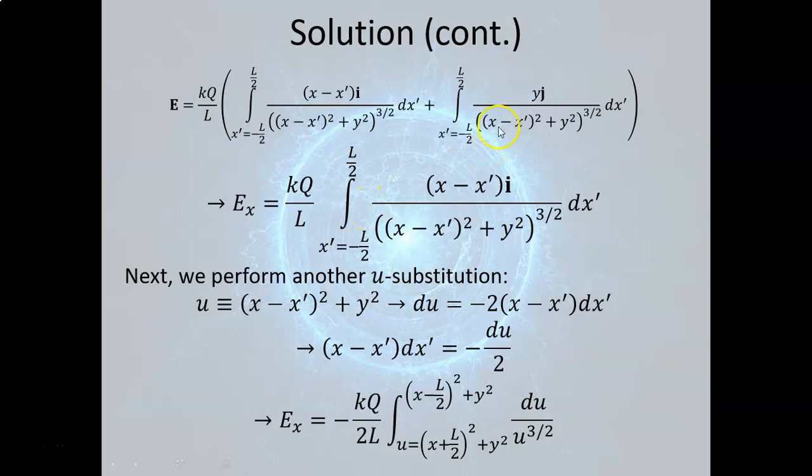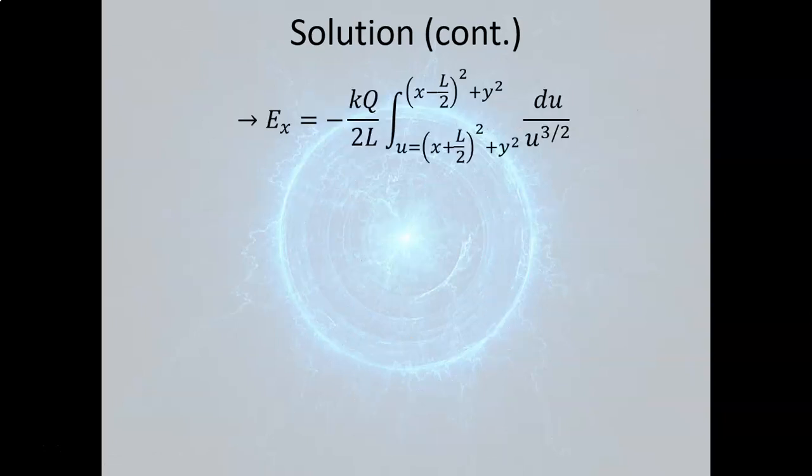So, by doing that, I realize, okay, now what is u? I'm going to put my bounds in terms of u as well. I don't have to, but I want to. So what is u? So if u is x minus x prime quantity squared plus y squared, well, if x prime is negative L over 2, I plug that in there, I get an x plus L over 2 squared plus y squared. And if x prime is L over 2 up here, I plug in an L over 2 there, and I get an x minus L over 2 quantity squared plus y squared. So those are my new integration bounds if I'm integrating with respect to u, and I'm going to substitute in with respect to u. So here we go.